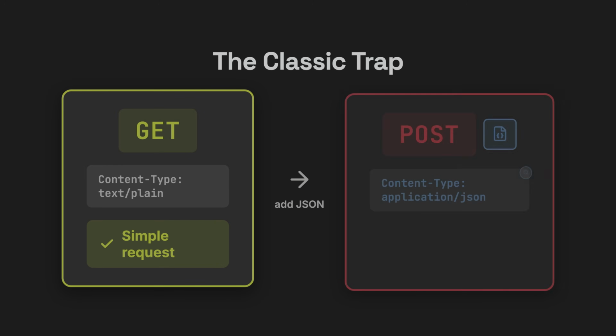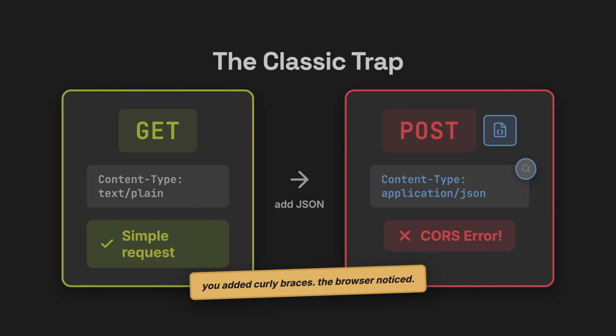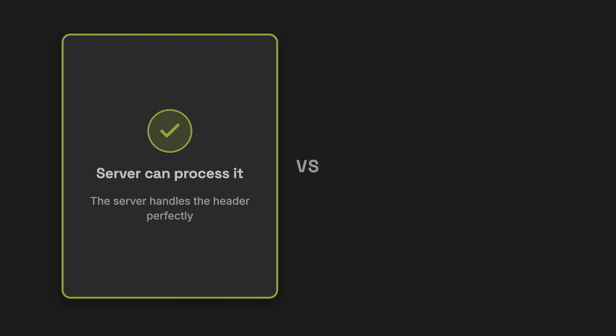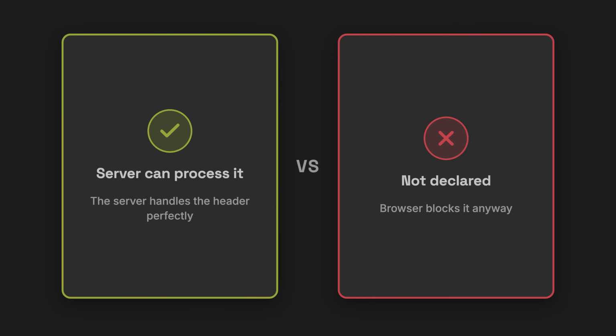You've probably seen this. GET works fine. You switch to POST with a JSON body, CORS error. You didn't change the server, you didn't change the headers, almost always the same cause. Content-Type: application/json wasn't declared in Allow-Headers. Even if the server handles that header perfectly, if it's not declared here, the browser won't allow it through. The server's capability and its CORS declaration are entirely separate things.